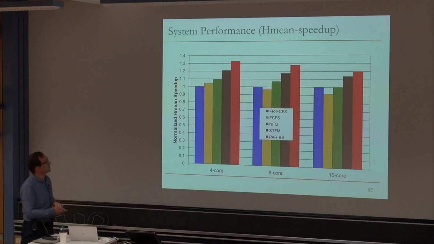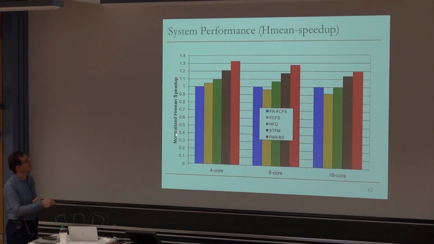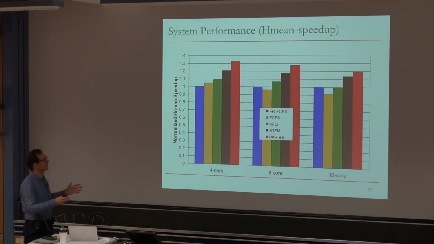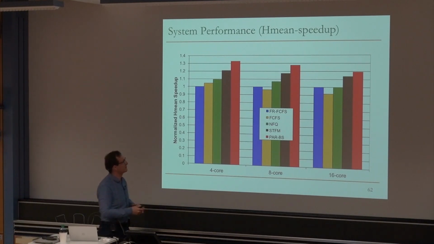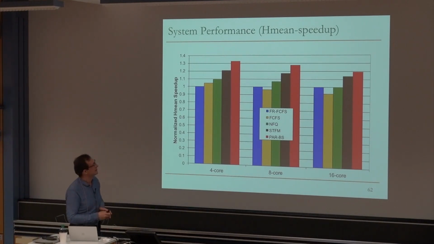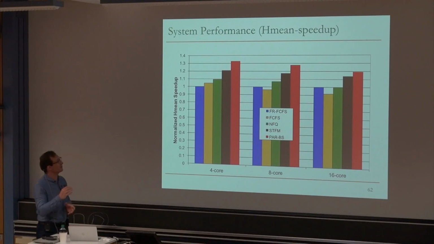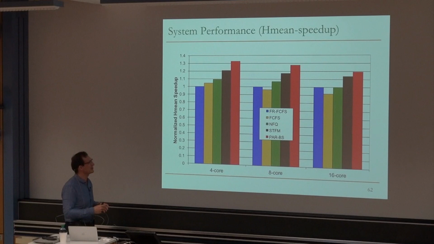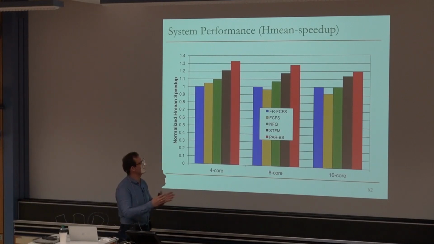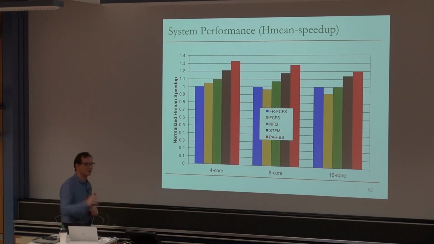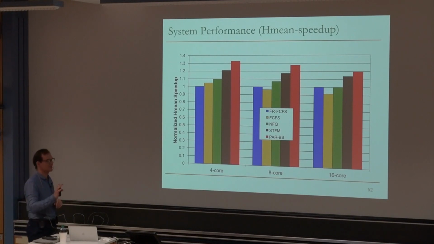Okay, let's take a look at performance. In terms of performance, this is harmonic mean speedup. You can take a look at the paper for what it is. It's basically a competitive ratio. You basically look at the speedup of each core compared to when it's run alone. It's actually a slowdown, and you basically add the harmonic means of those. Maybe we can take a look at the multi-core metrics later, but take a look at it.